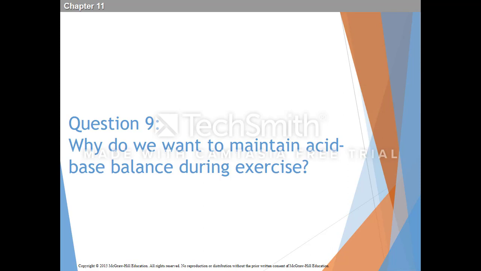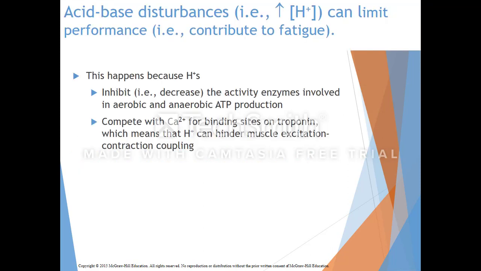So why do we want to maintain acid-base balance during exercise? I already kind of alluded to this concept at the beginning of this chapter, but we'll revisit it again because it's really important. Acid-base disturbances are important to watch out for because they can have a very negative impact on performance. If you have a drastic increase in hydrogen ion concentration or a drastic decrease in pH, that is going to cause the muscles to fatigue.